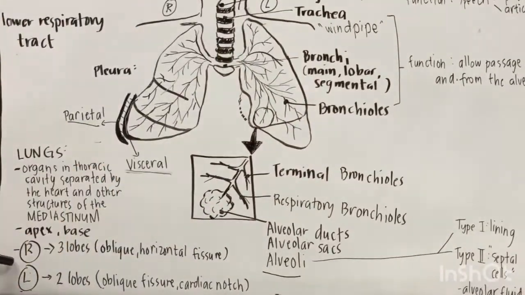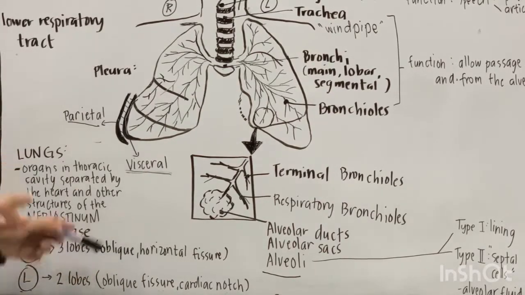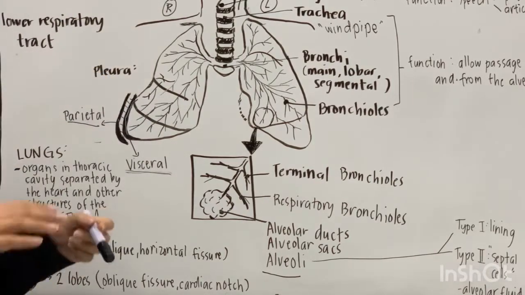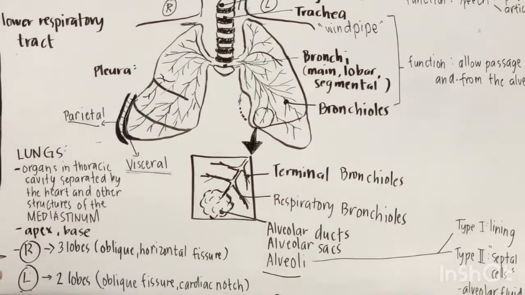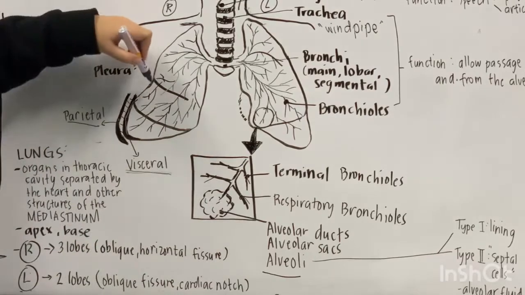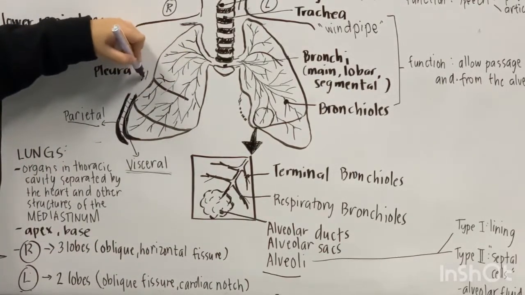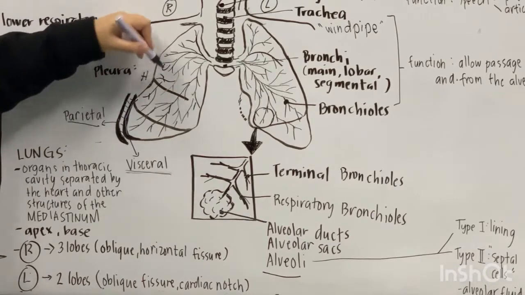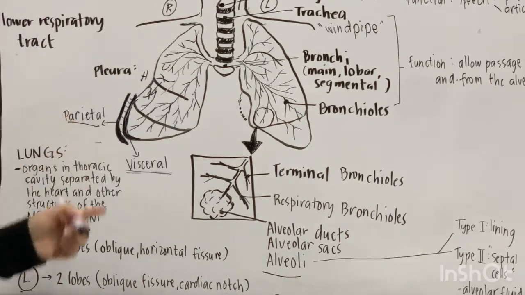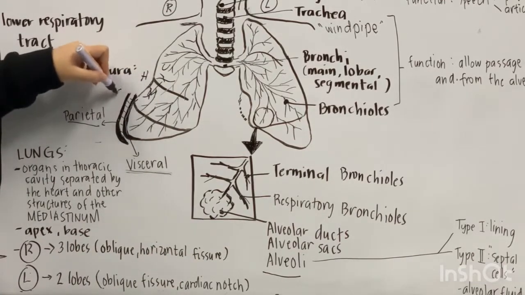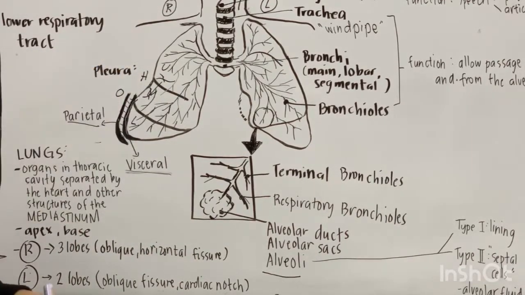For your right lung, you have three lobes: your upper, your middle, and your lower lobe. It is separated by two fissures. The horizontal fissure divides the upper and your middle lobe, while your oblique fissure divides your middle lobe from your lower lobe.